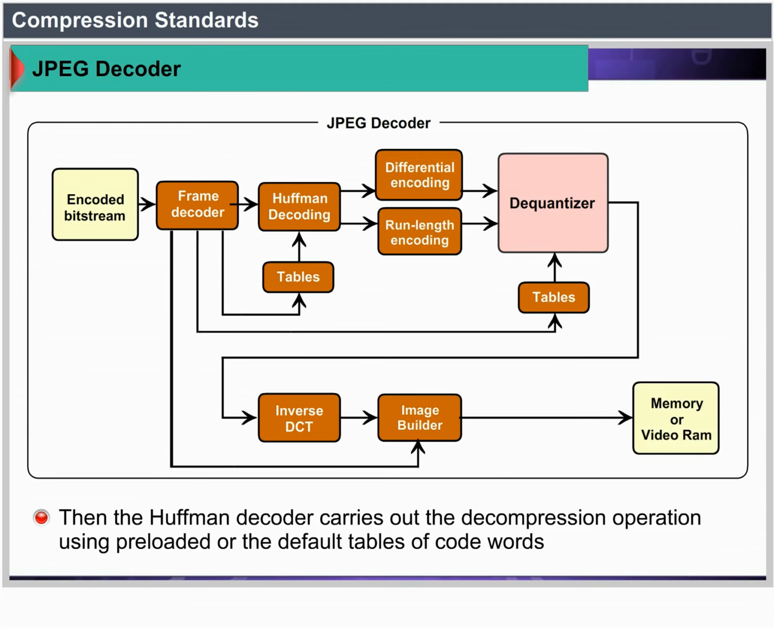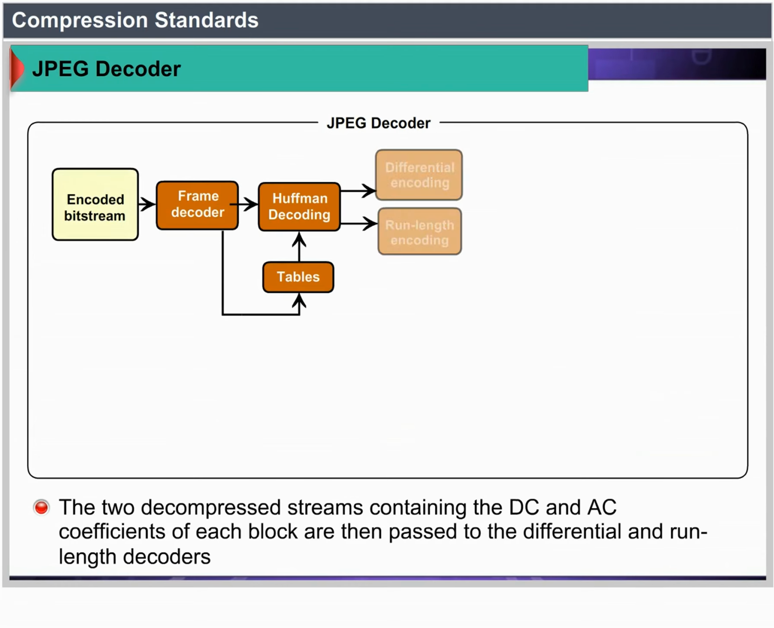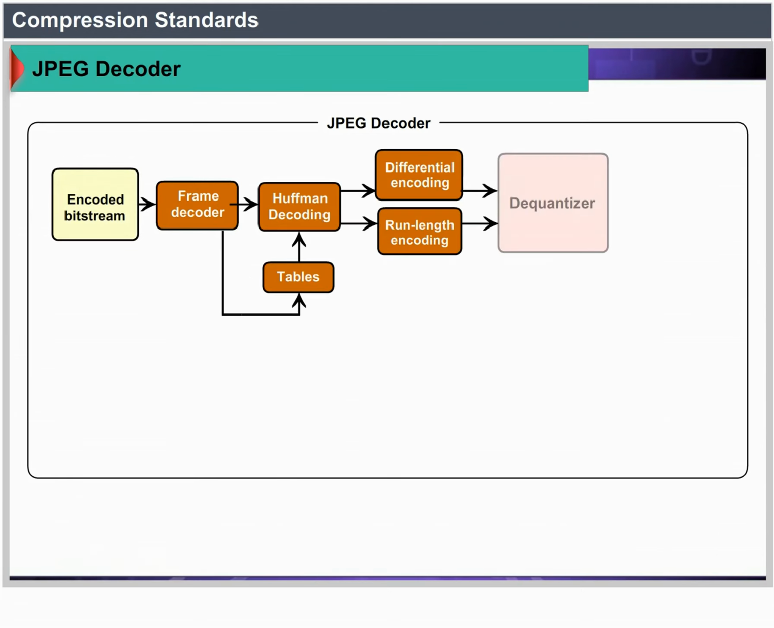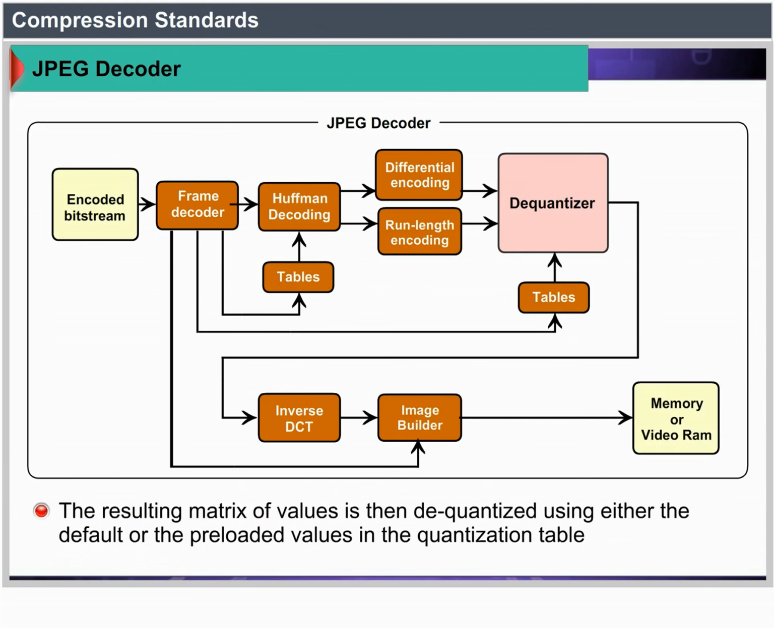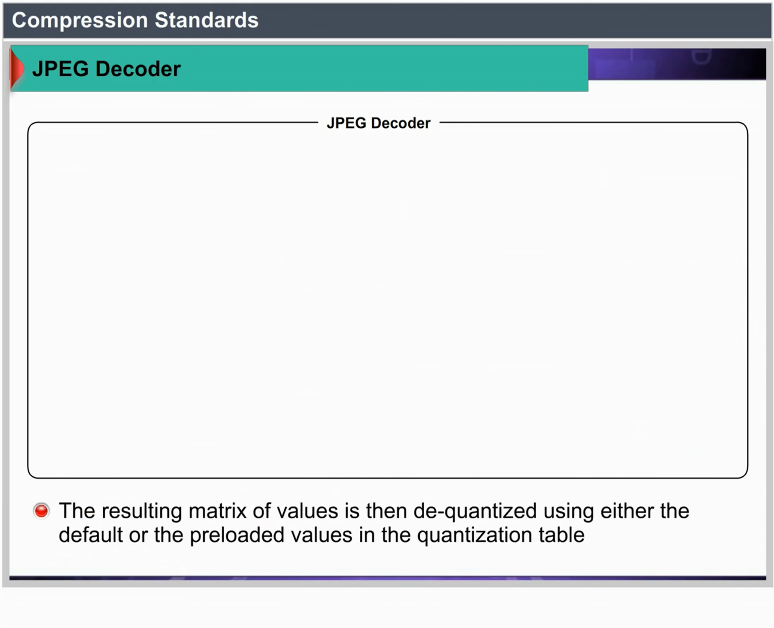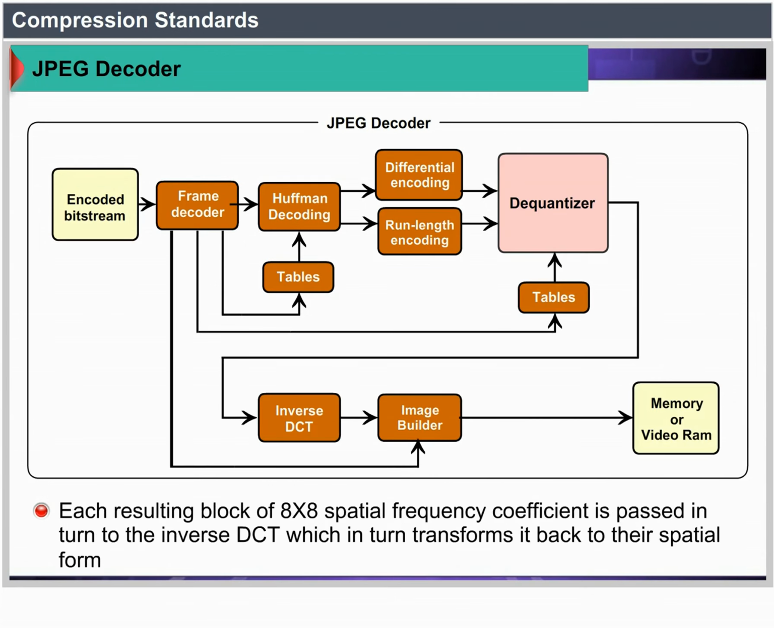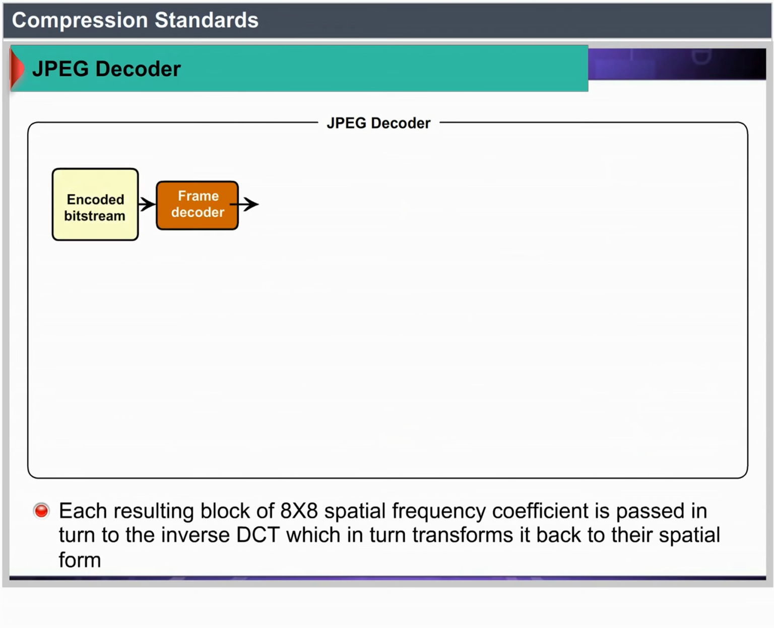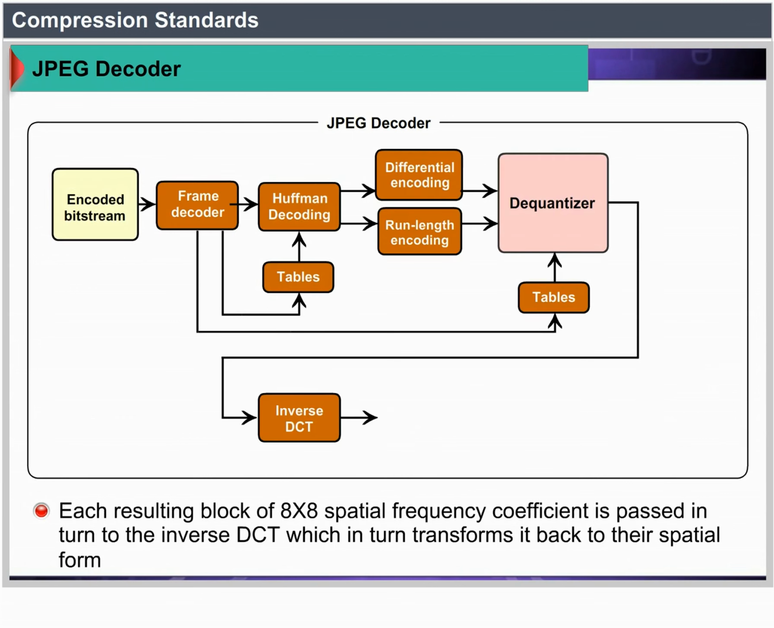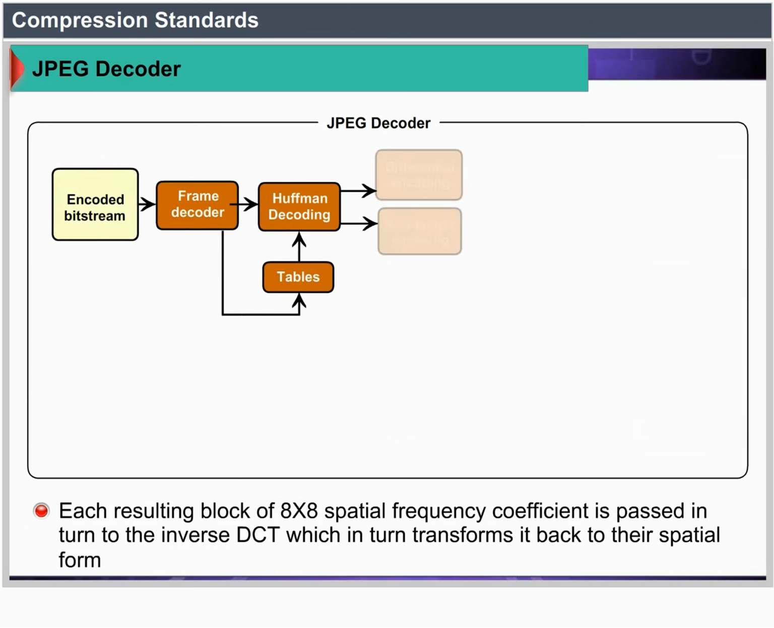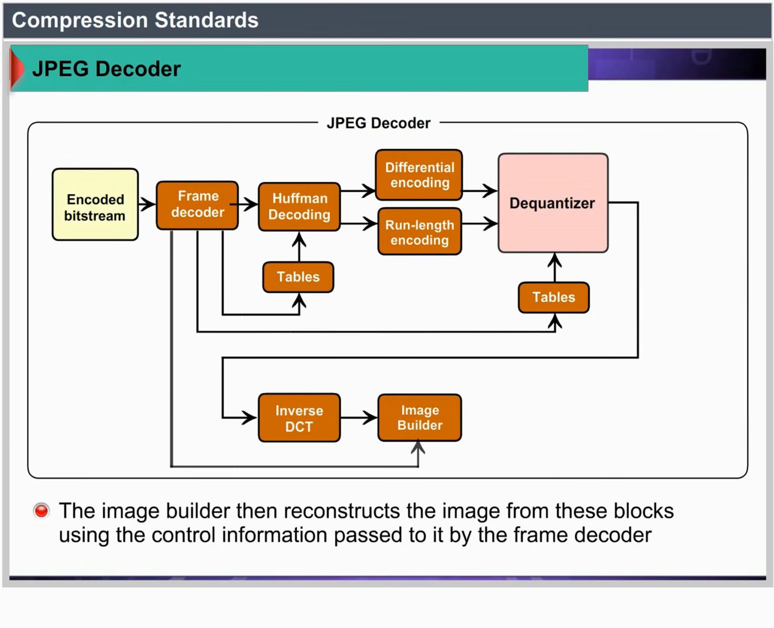The two decompressed streams containing the DC and AC coefficients of each block are then passed to the differential and run length decoders. The resulting matrix of values is then dequantized using either the default or the preloaded values in the quantization table. Each resulting block of 8 by 8 spatial frequency coefficients is passed in turn to the inverse DCT, which in turn transforms it back to the spatial form. The image builder then reconstructs the image from these blocks using the control information passed to it by the frame decoder.